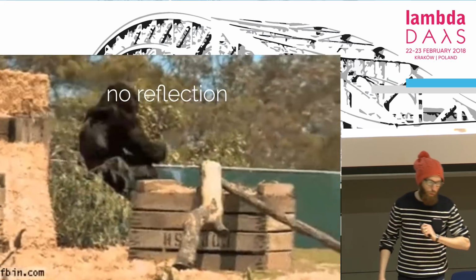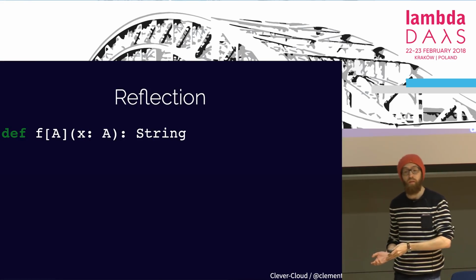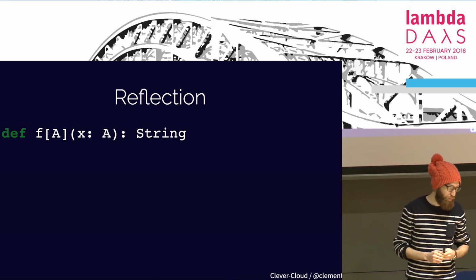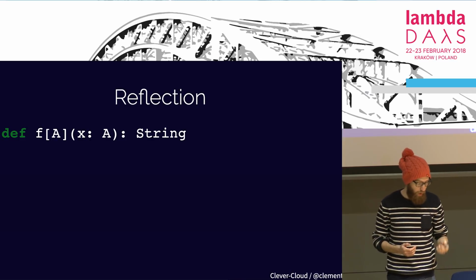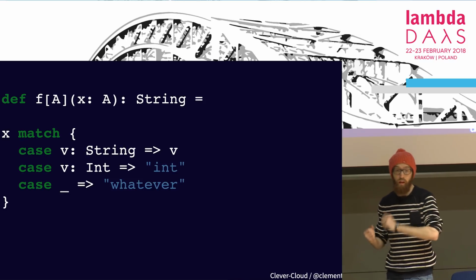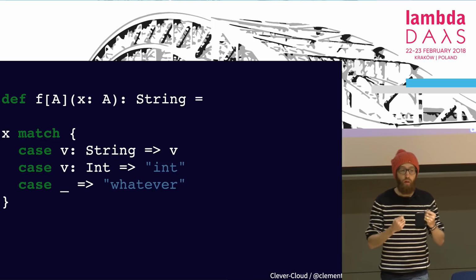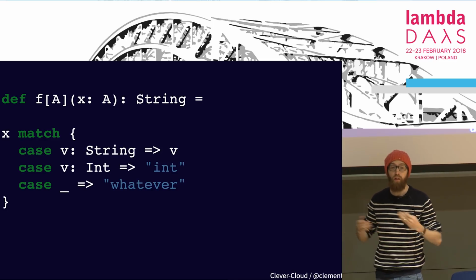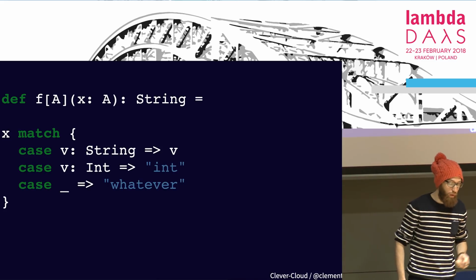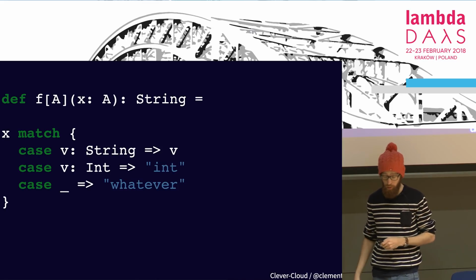You don't want to use reflection, because reflection means inspecting the type, and it means breaking the principle of ignorance. Let's say I have a function that takes an A and returns a string. Since I don't know anything about A, the only sensible implementation would be to return always the same string, regardless of the input, because I can't do anything with the input. If I use reflection, then I can provide other implementations.